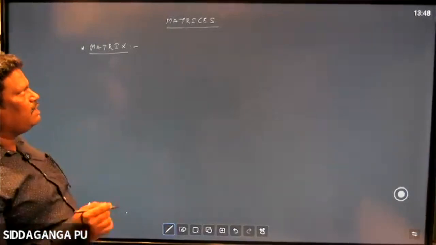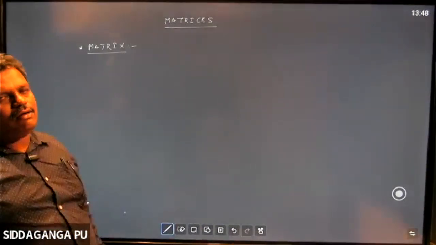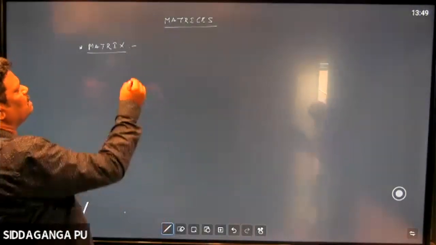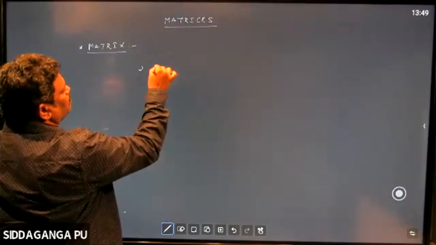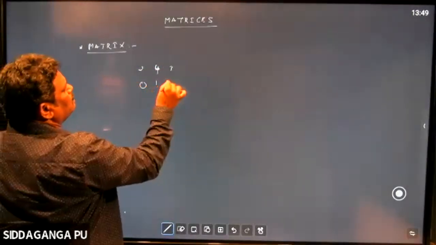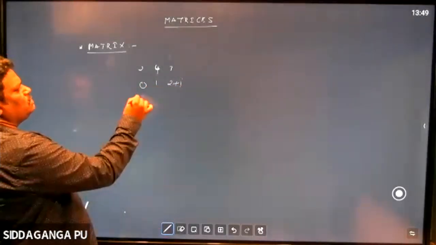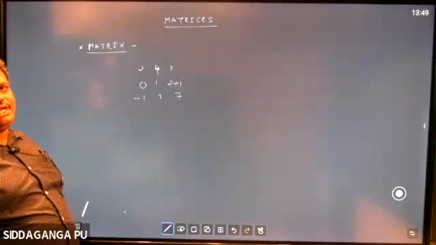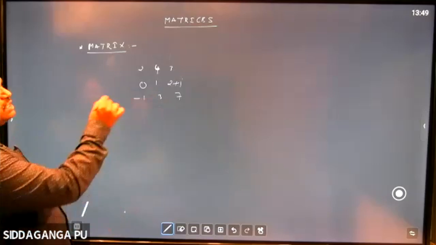Here, in a rectangular arrangement of numbers, which numbers can we choose? Maybe real or complex numbers. For example, we can choose the numbers 2, 4, 3, 0, 1, 2 plus i, so this is a complex number, and 0, minus 1, 3, 7. Here we can choose some real and complex numbers. These numbers can be arranged in some rows and columns.